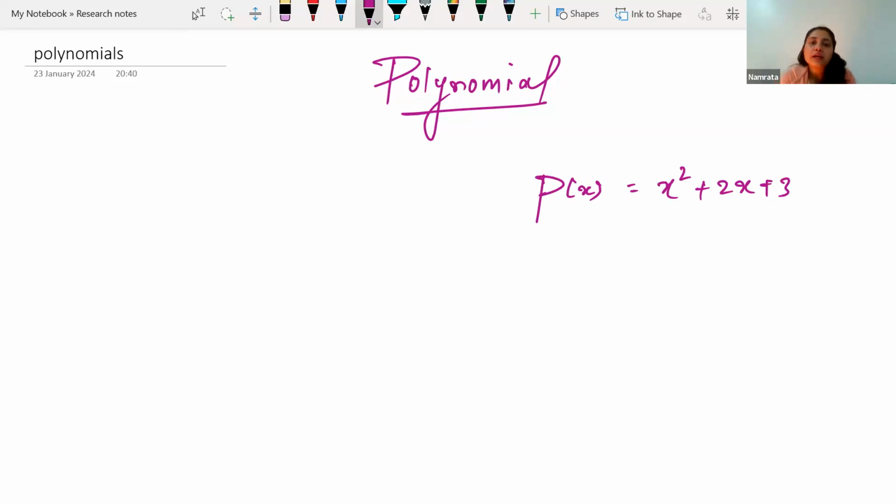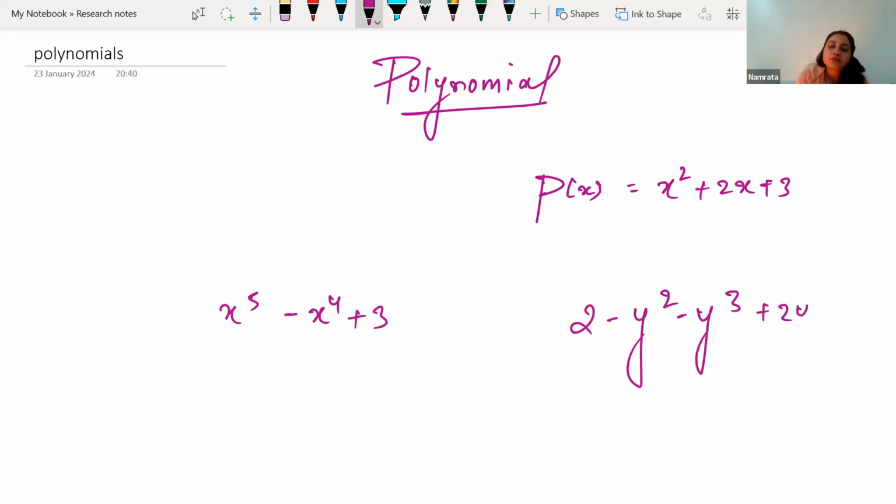Now the first concept here is the degree of the polynomial. How we will decide what exactly is the degree of the polynomial. So if the polynomial is given as x to the power 5 minus x to the power 4 plus 3, anyone from here, can you tell me what is the degree of this polynomial? Or if we are having 2 minus y square minus y cube plus 2y to the power 8, anyone, can you tell me what is the degree of the polynomial for the first one, for the second one?